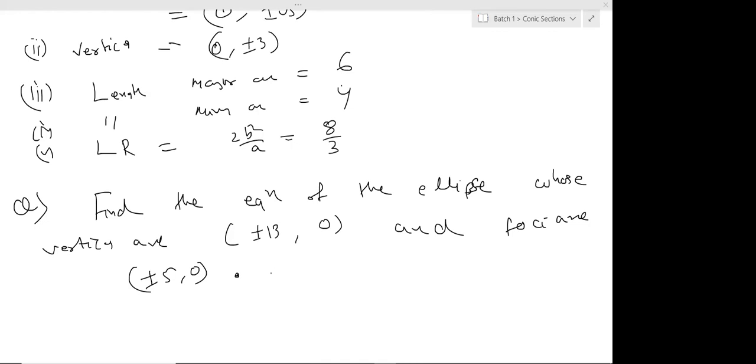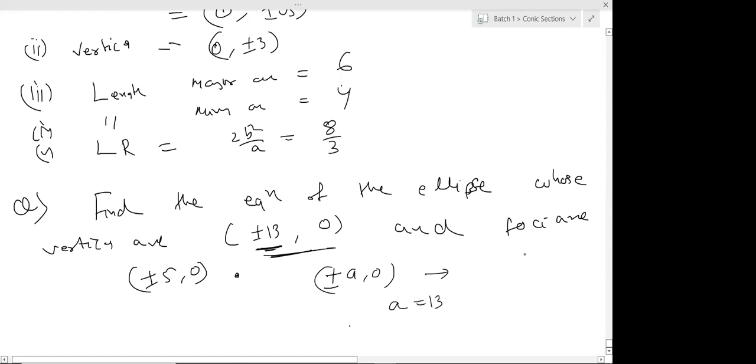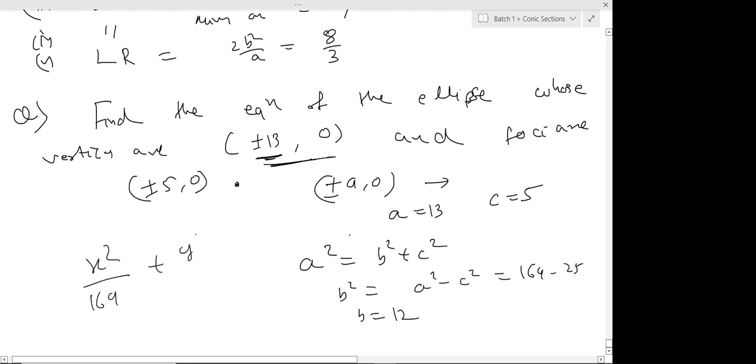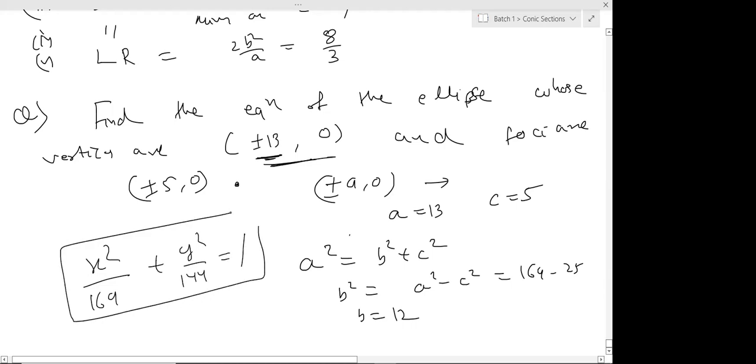Yes, the major axis is along the x-axis. Absolutely right, because the coordinates are given as plus minus something comma 0, right? So we know that the vertices are given as plus minus a comma 0 when this is type 1 ellipse. That means the value of a is 13 and foci c is 5. We can easily calculate the value of b. So b square equals to a square minus c square, that is 169 minus 25, that is b equals to 12, I guess. So the ellipse will be x square upon a square 169 plus y square upon 144 equals to 1. Absolutely right.